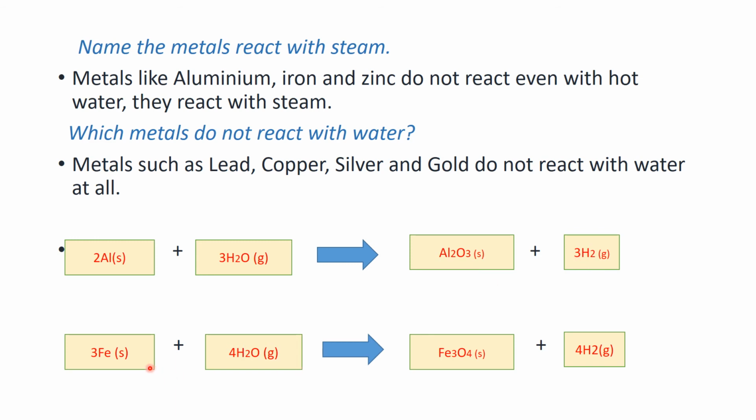And this is iron that reacts with steam. Again, the formula of water is written here in gaseous form, and it forms iron (II, III) oxide plus hydrogen gas. A few metals do not react even with steam. These metals are lead, copper, silver and gold. They do not react with water at all. There is no reaction with water when these metals, lead, copper, silver and gold, are taken.